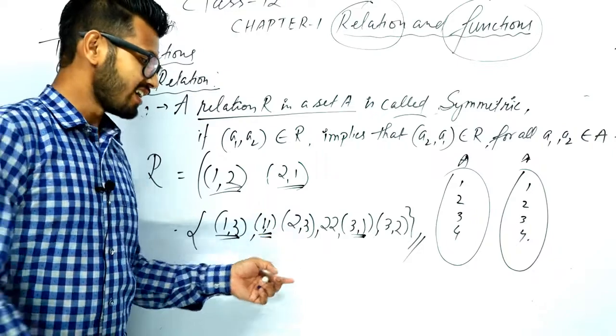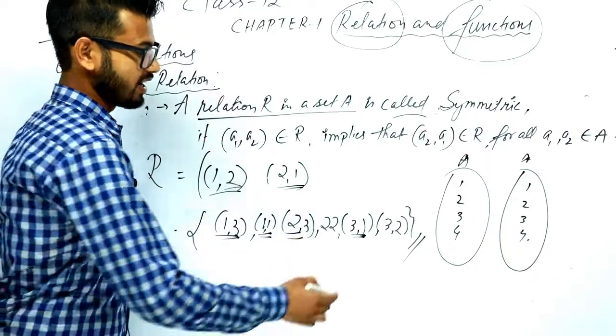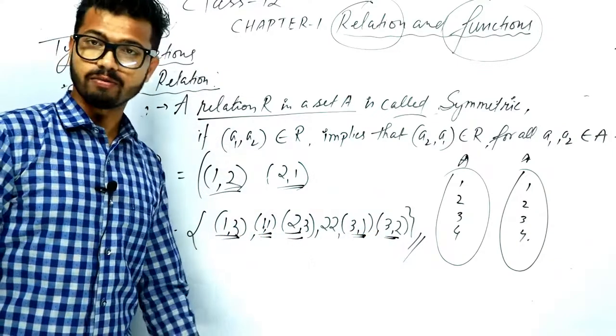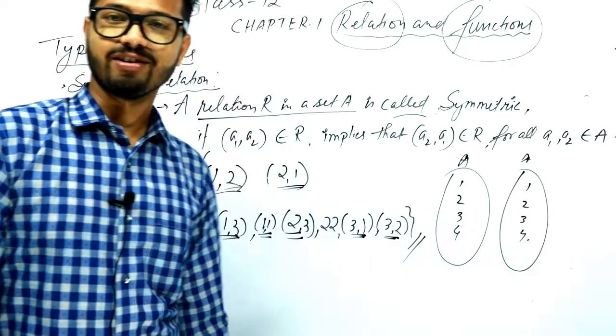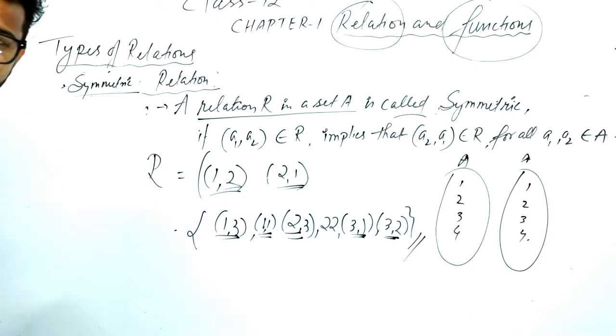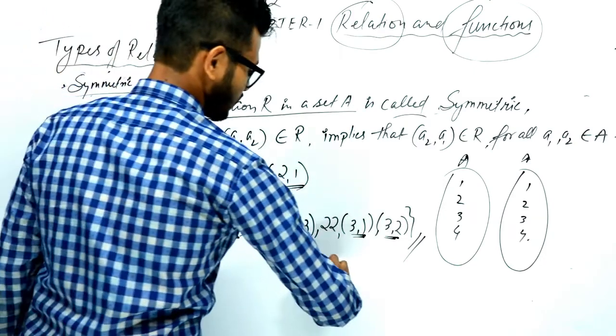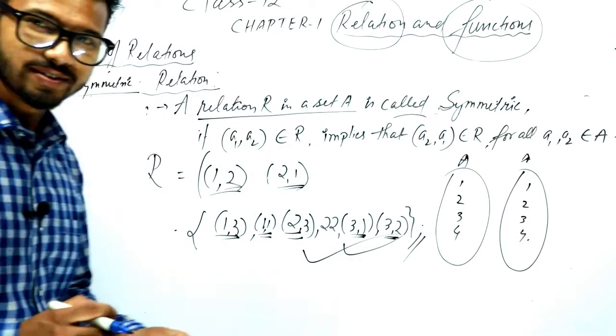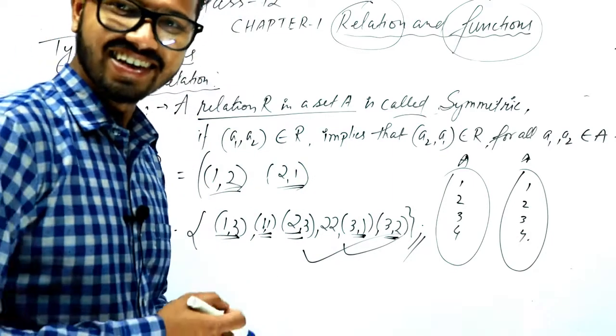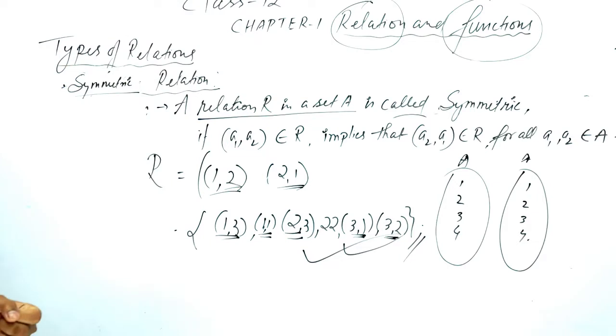2, 3. Let us see whether the reverse is present. Yeah, 3, 2 is also present. Yeah, it is also validating. 2, 2 is really the identity, or it's reflexive. So you can say this is a perfect example of a symmetric relation. I hope you can gauge what I mean to say.